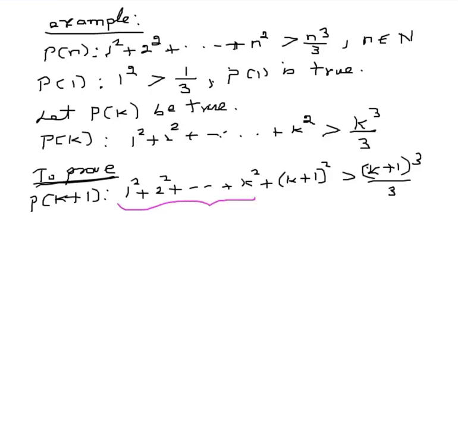Now for the first k terms, we know the total by P of k. So I will write the left hand side 1 square plus 2 square plus etc. k square plus k plus 1 the whole square. Now this total is greater than k cube by 3. So I cannot write equal to sign, I have to replace it by this inequality, k cube by 3 and plus the last term.